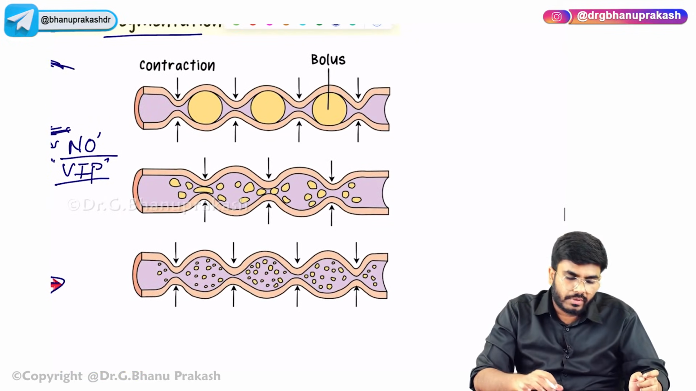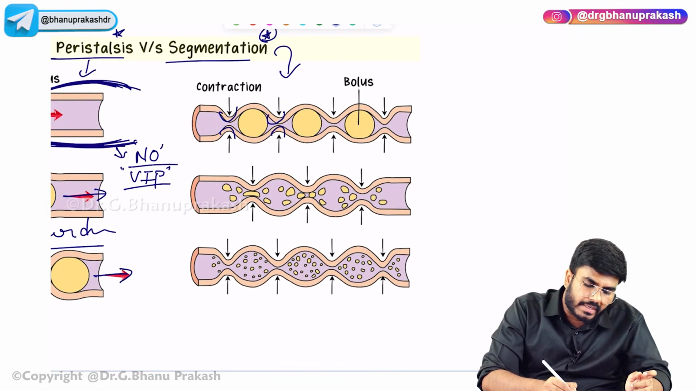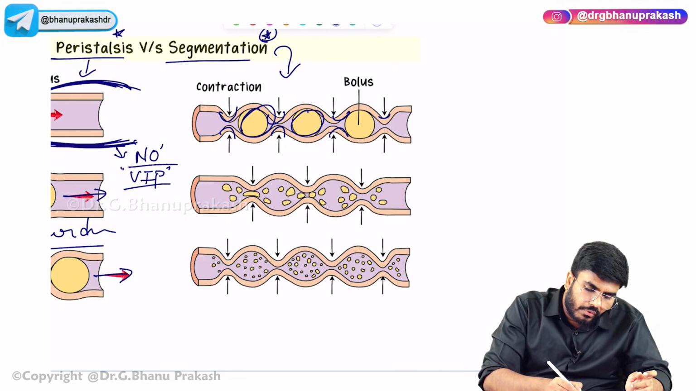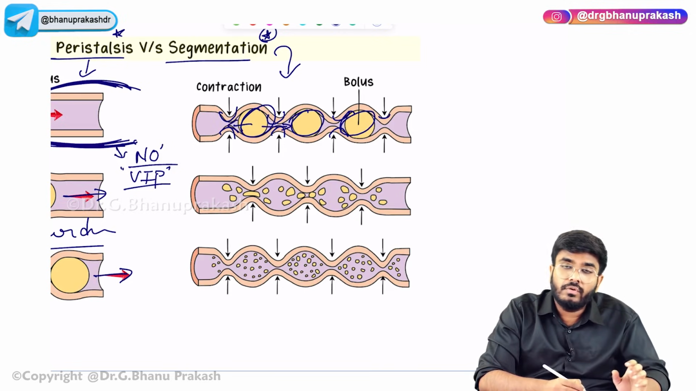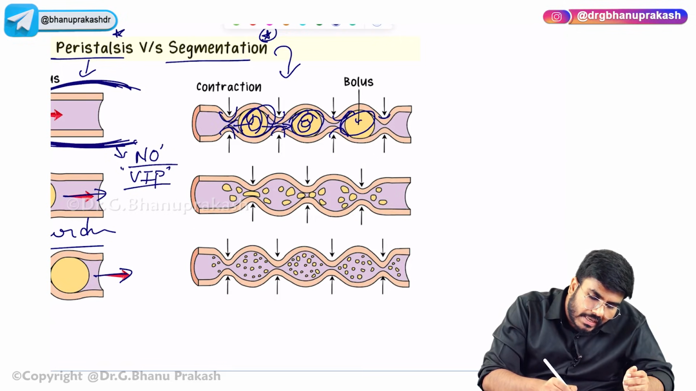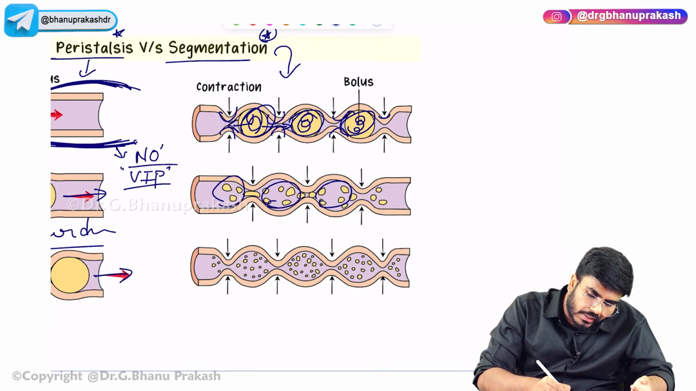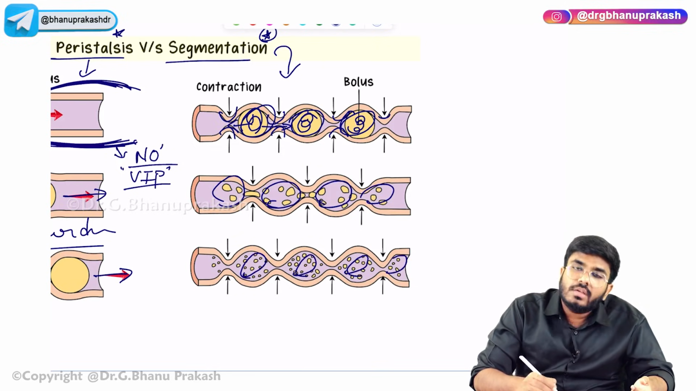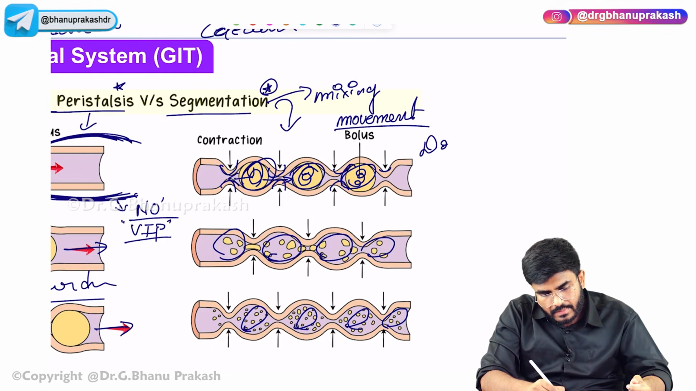But you look here, this type of GIT contraction is called segmentation. In this segmentation, the proximal and distal segments are contracting, dividing the food into small pockets. Now the food will go forward and backward as well, and there is a mixing movement actually. Ultimately, the food is getting digested. So segmentation is a mixing movement for the digestion.